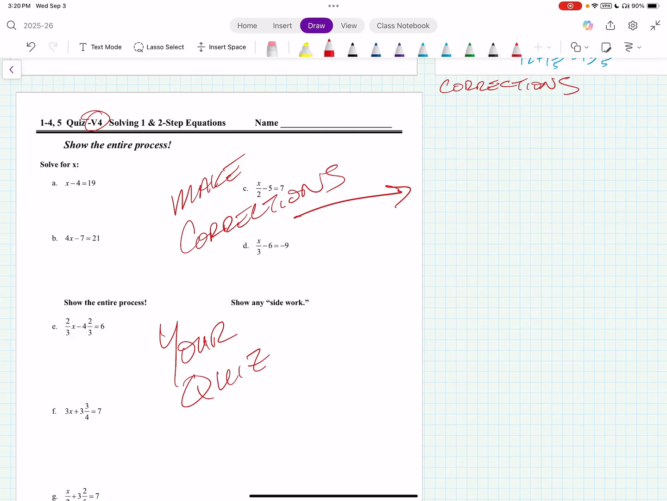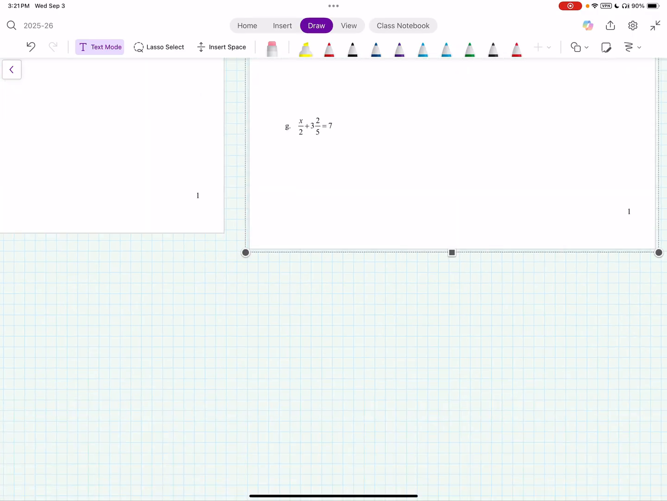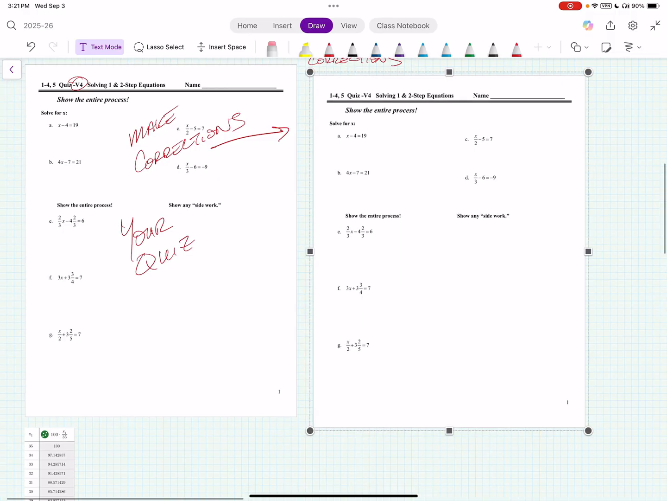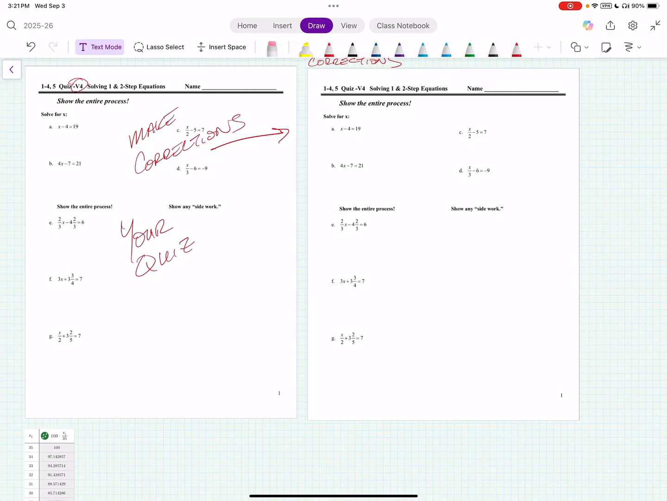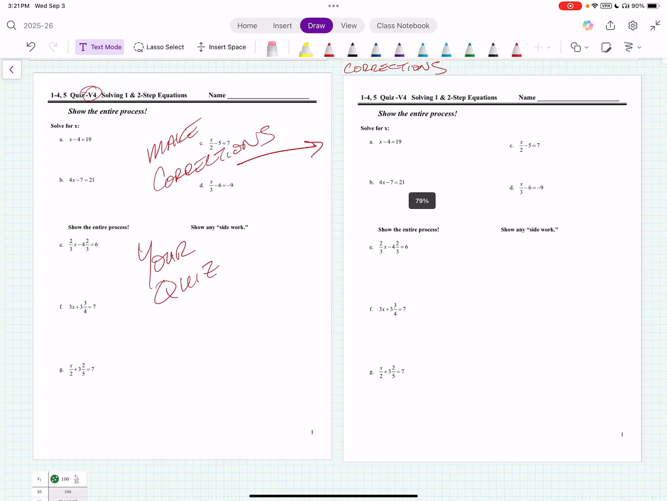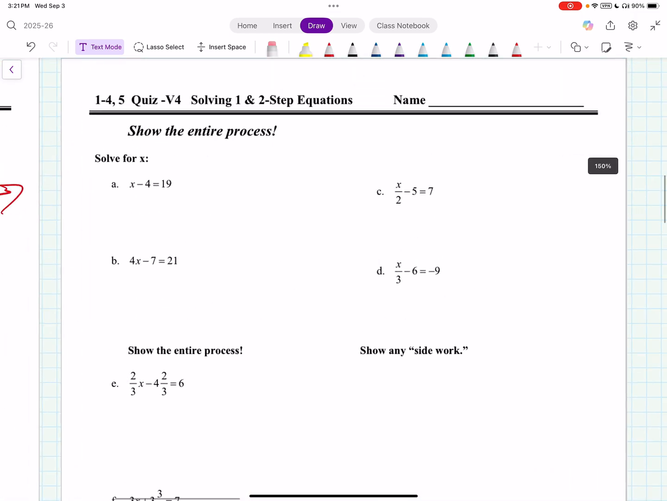All right, and then click on text mode here. Press and hold on your document, outside your document on the far right. It'll come up paste, and then you paste your document in there, and now you have another copy of your quiz so that you can do your quiz corrections on. Look at that. You've got to learn how to use your iPad. So you do your quiz corrections on the right, you learn how to do it correctly, and you compare with your own way that you did it, and you find your mistakes. That's the key. And then I'll tell you what the next step is after this. So let's get started. Here we go.